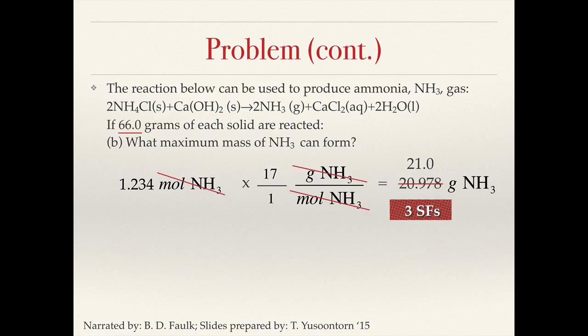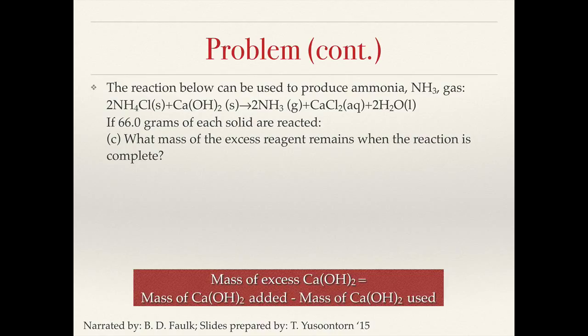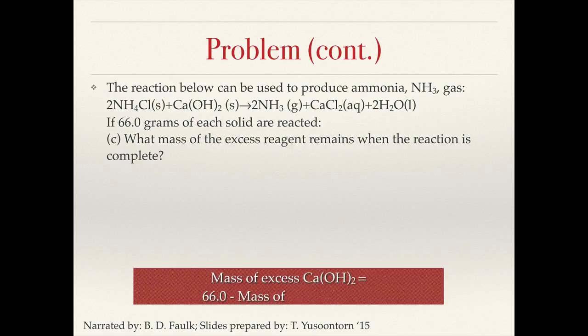So most people get A and B, no problem. It's part C that tends to be the most difficult. The mass of the excess reagent that remains is always the mass that we started with minus the mass that was consumed. And we're always given the mass that we started with. In this case, it's 66.0 grams. Remember, you need to identify the excess reagent. It's calcium hydroxide. So keep that in mind.